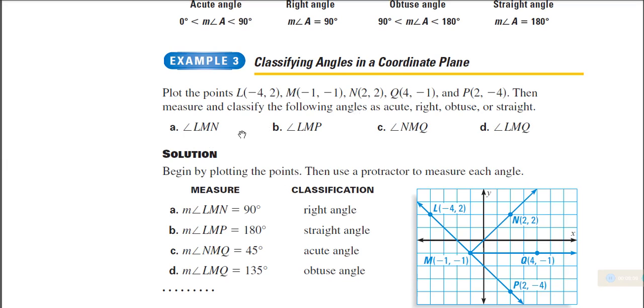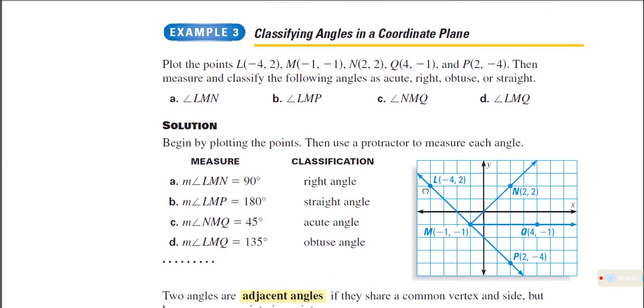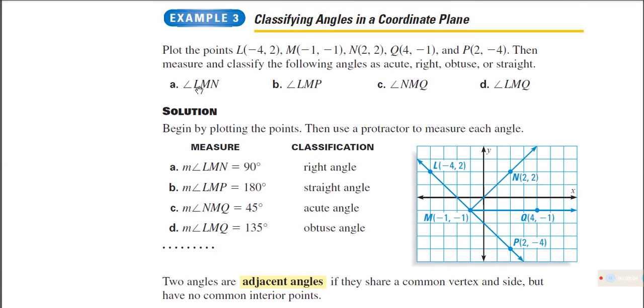in a coordinate plane? So, meron tayo ditong isang exercise. You have to plot the points L, M, N, Q, and P. So, ito yung mga distribution nila. Okay? Then, we have to measure and classify the following angles as acute, right, obtuse, or straight. How do we do that? So, begin by plotting the points. And then, you will use a protractor for each angle. So, ang vertex natin dito ay si M.